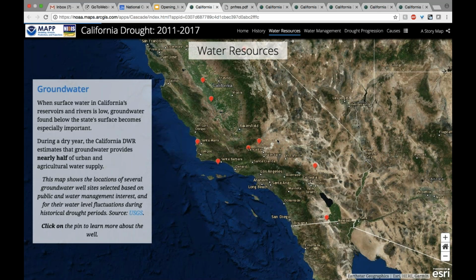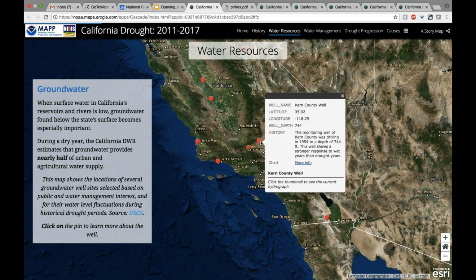But another really critical water resource, especially when California's surface water becomes limited, is California's groundwater. During a dry year, groundwater provides about half of California's urban and agricultural water supply. And similar to the interactive reservoir map, you can click on the pins in this map to learn more information about a few of California's groundwater wells.